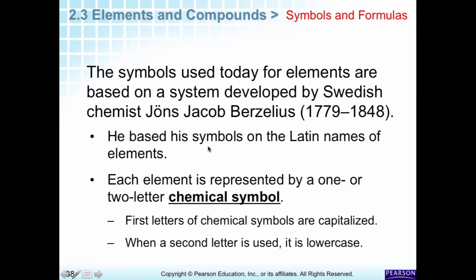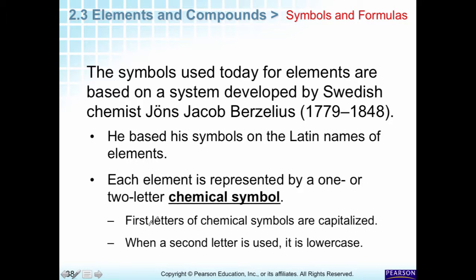The person who created today's symbols was Jöns Jacob Berzelius. He was Swedish. And he based his symbols pretty much on the Latin names of the elements, which also correspond, most of the names are also used in English. Because some of the names, like oxygen, was discovered by Lavoisier, and he probably wrote it out in French.